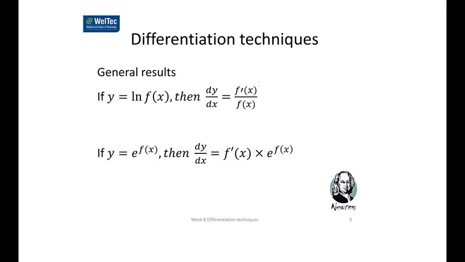This is just a generalized way of looking at the derivative of a log function. We have done it before. We differentiate the bracket over the bracket, and if you've got an e to the function of x, then it's the derivative of the power times the original, just as we did before.